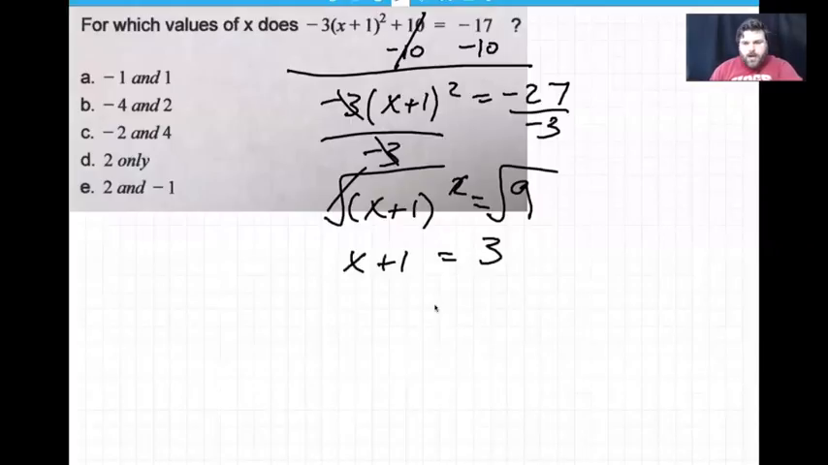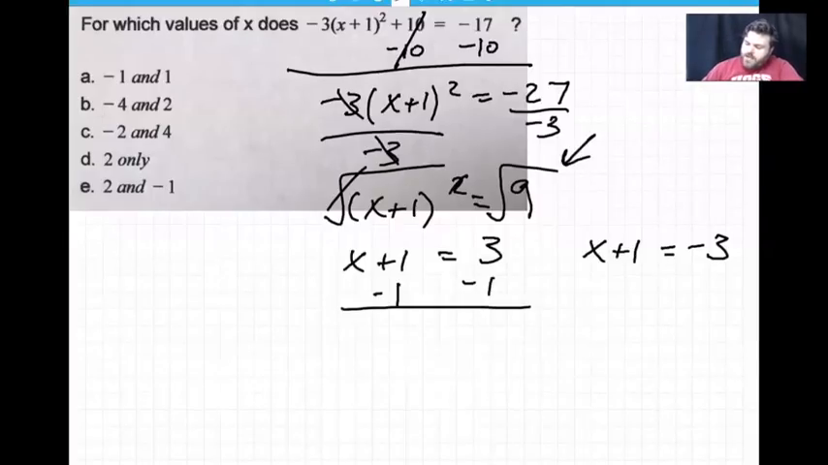That's the only number, right? No, don't forget, you get a negative as well. So x plus 1 equals -3, okay? We just took the square root of a number. You always get one positive and one negative number, okay? So I solve both of these, take away 1 from both sides.